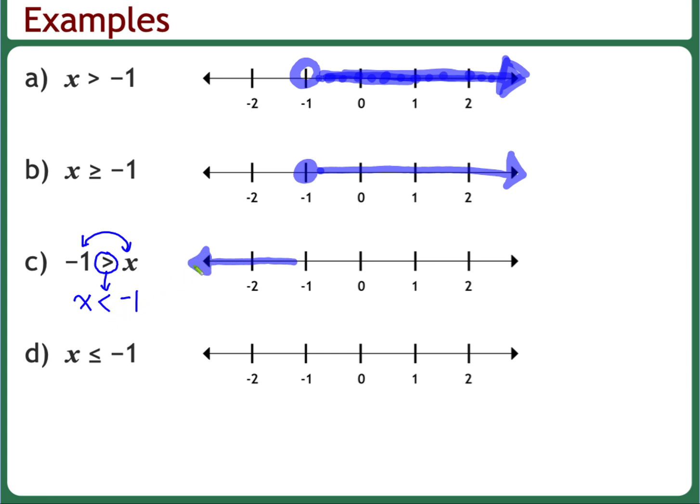And then there's no equal bar, so we're going to have an open circle. So open circle at -1, shade to the left for everything less than. And then for D, we do have that equal bar, so we're going to have a closed circle at -1. And we want everything less than -1, which is to the left.